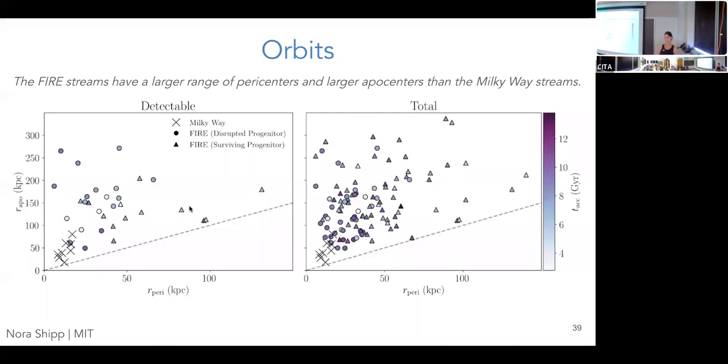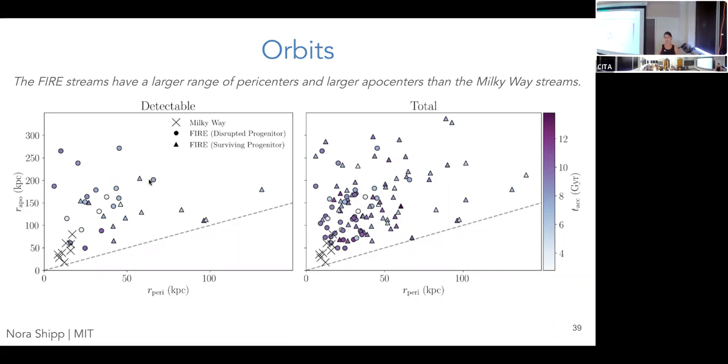The circles are streams with fully disrupted progenitors, just tidal tails, and they're colored by the lookback time of accretion. There are a lot of pieces here, but darker means they were accreted earlier, and lighter means they were accreted more recently. So you can see there's a bunch of dark ones here that aren't detectable. Maybe that means they've been more phase mixed or more diffuse. There's also a lot of these more distant ones that are not detectable here.